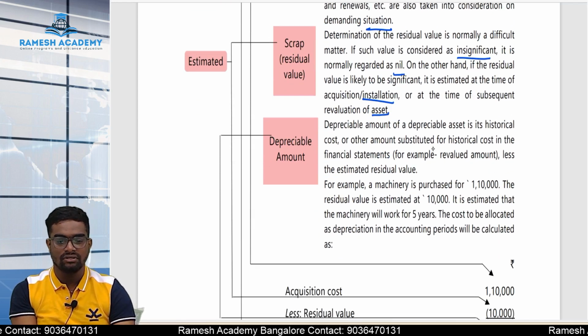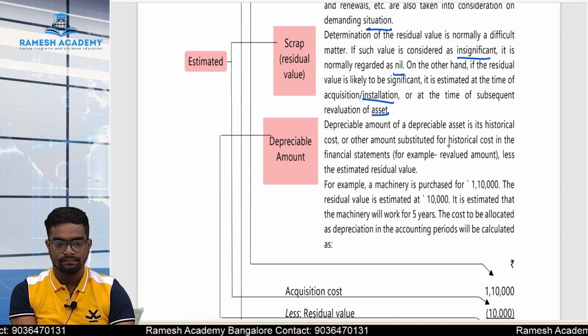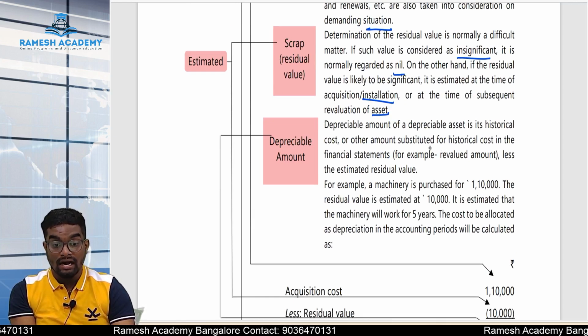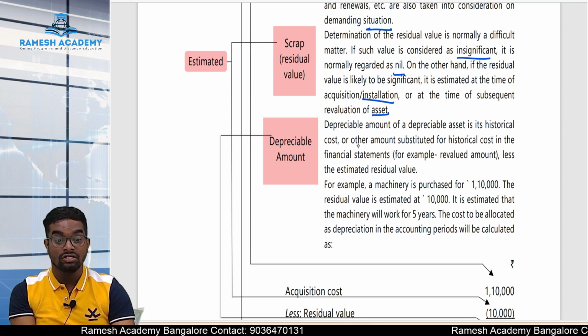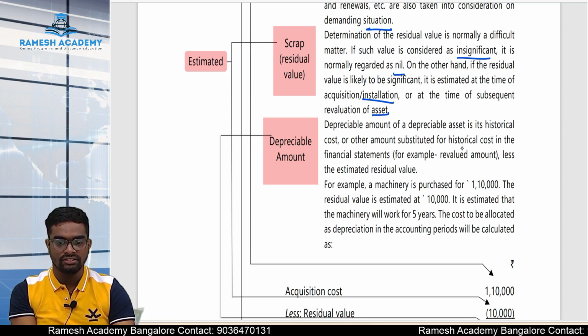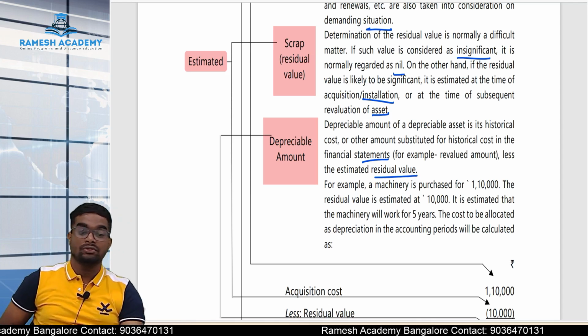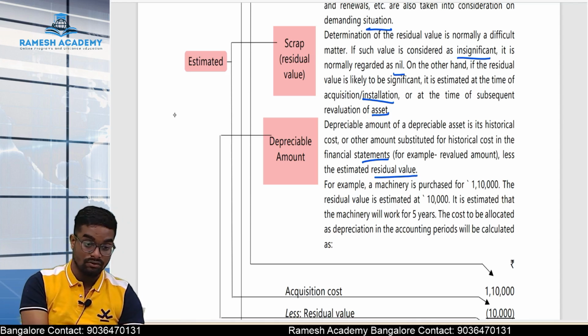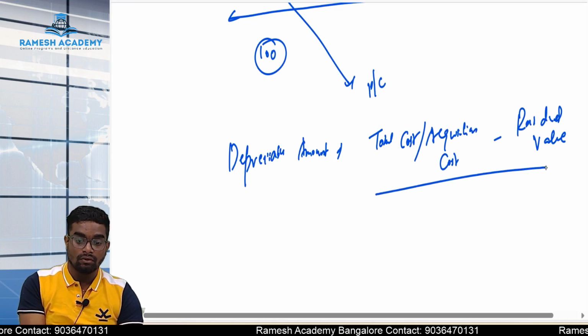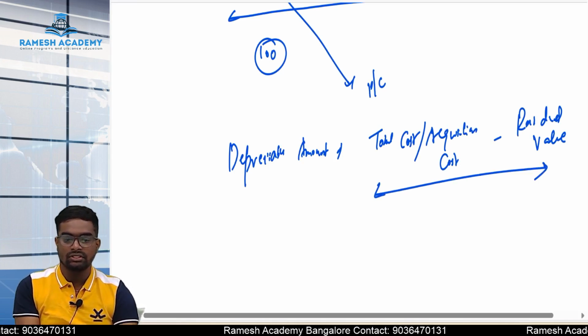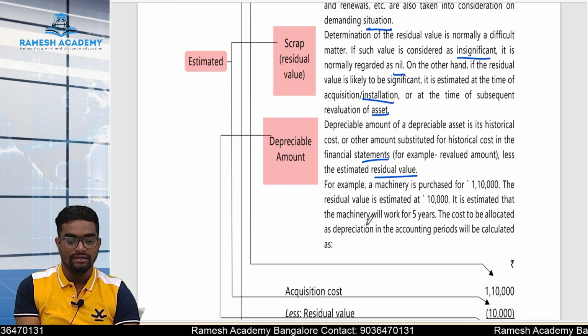Depreciable amount of an asset is its historical cost or other amount substituted for the historical cost in the financial statements, for example the revalued amount, less the estimated residual value. So what is the depreciable amount? I told you, it is the total cost or acquisition cost minus the residual value.